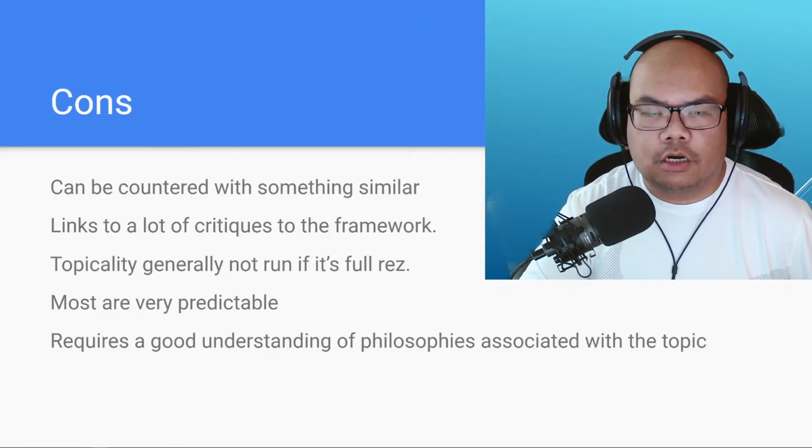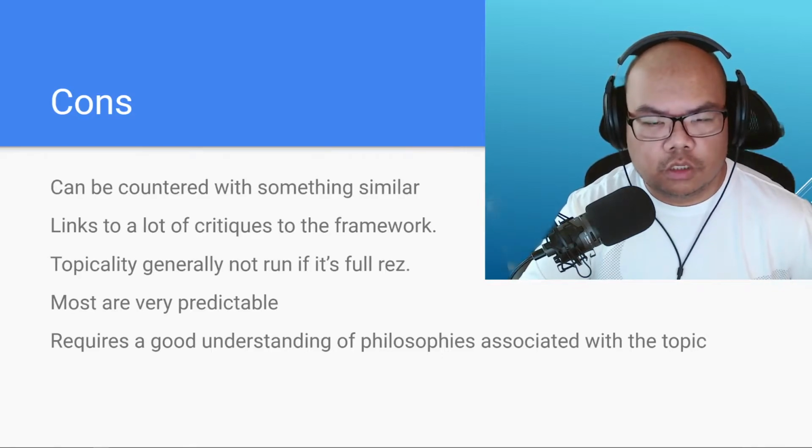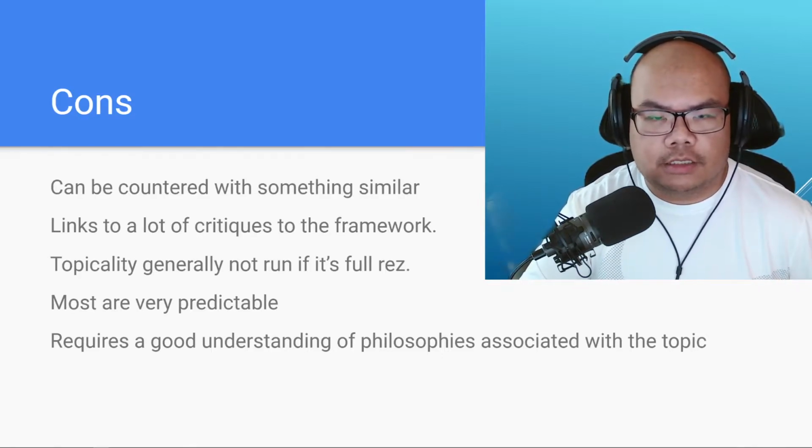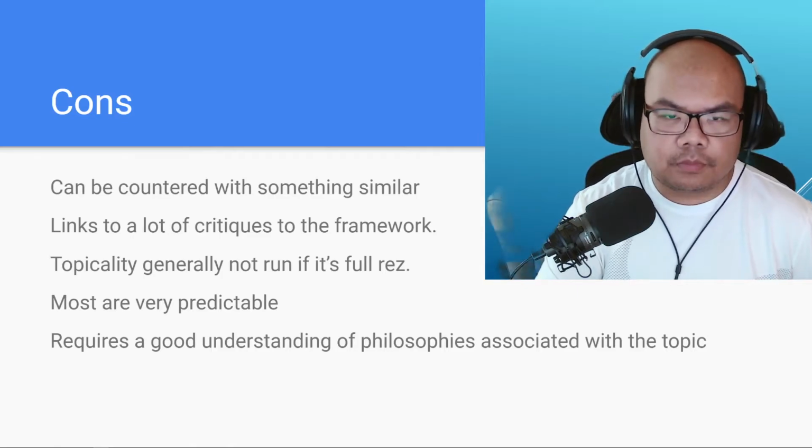Another con is that because they're traditional affs, they usually are very predictable. There's only so many that you can run within the frameworks that you have, so it's decently easy to frontline versus it. Now, that being said, it doesn't mean that they're not viable. They're very, very viable, because if they're predictable, you can also predict what you link into and just beat it out. And lastly, it requires a lot of understanding of philosophies that may be associated with your framework and how it is run in the realm, because it's not going to be utilizing something like consequentialism, right?